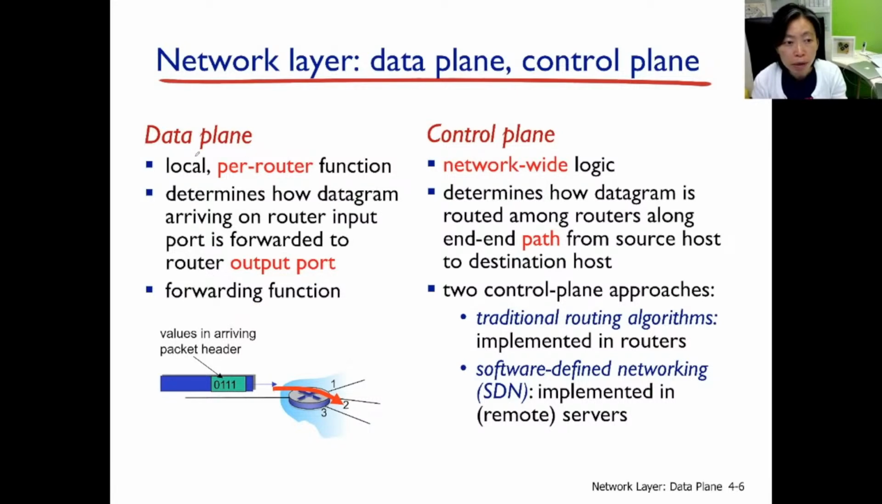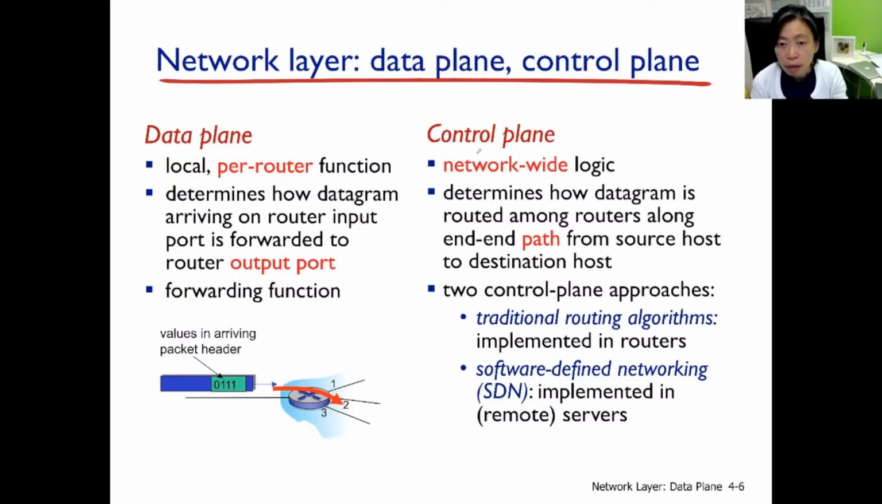Now let's talk a bit more about the data plane. What's being done there is very local. Each router is determining, for each incoming datagram, which should be the next router to forward it to. And that is the forwarding function. So it's illustrated here. For a datagram coming in, this router is looking up a table and finding out, oh, this should be the outgoing port, and therefore reaching the next router.